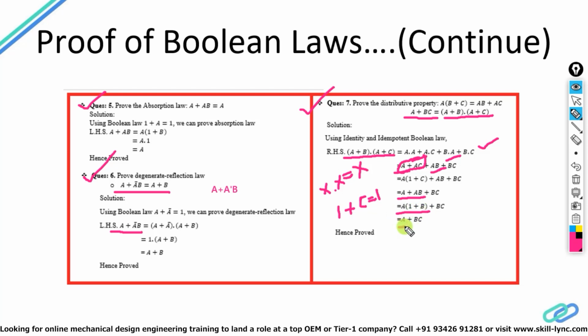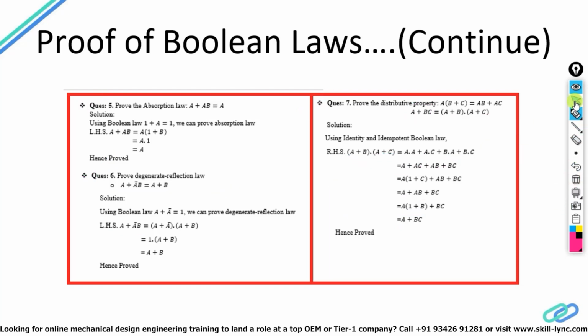It is A plus BC. This is what is required here. So A plus BC is what we require. This is how we can prove this distributive property of Boolean algebra. Let's move to the next part.